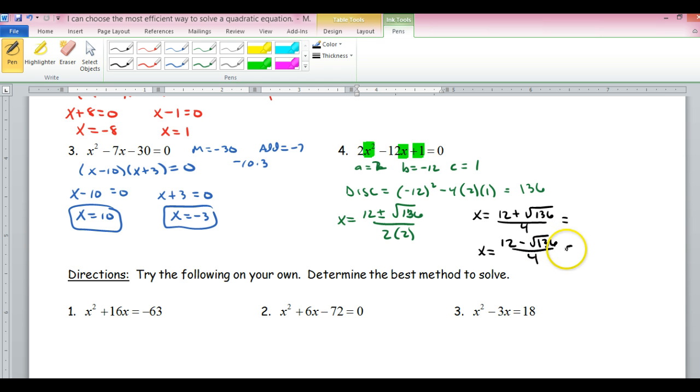These are two evaluations you want to do in your calculator. When you add and divide by 4, you get x equals 5.92. When you subtract and divide by 4, you get a value of 0.08.